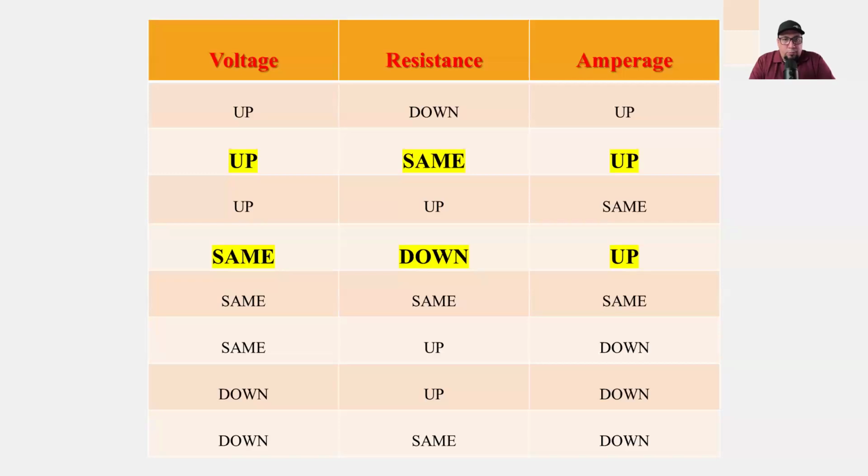So voltage and amperage move together. If voltage goes up, amperage goes up. If amperage goes down, voltage goes down. Okay. Now the other one is resistance and amperage. They do the exact opposite of each other.